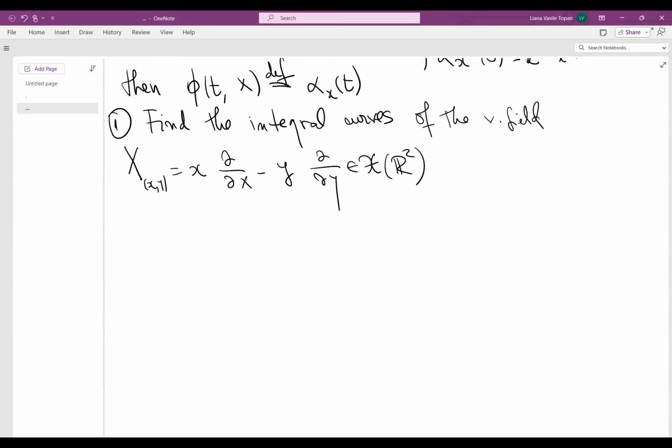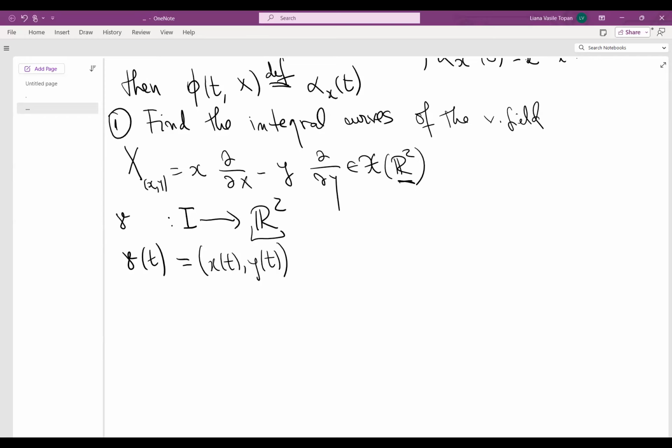So let's find the integral curves. What are the integral curves? Well, they are curves, so we define them on some interval, and we'll see what this maximal interval is, into the manifold, which is R squared here. This is our manifold. So this means that gamma runs from an interval into R squared, and gamma of t will have two components, x of t and y of t. Now, we want to do what?